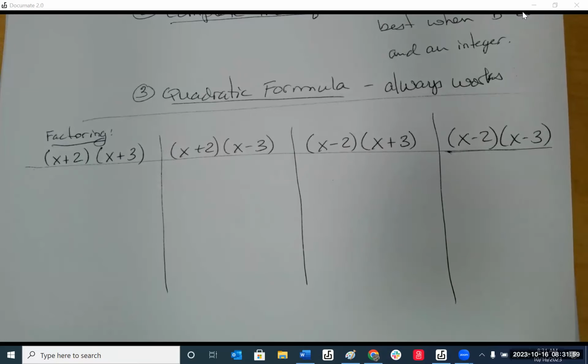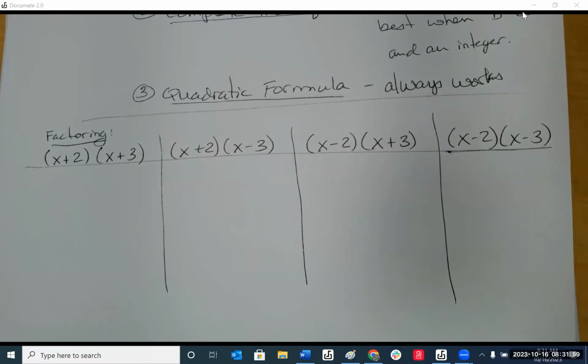Negative times negative... x times x is x squared. Positive times positive is positive. X times 3 is 3x. Negative times positive is negative. 2 times x is 2x. Negative times positive is negative. 2 times 3 is 6. Combine like terms. We get x squared, with opposite signs. 3 is bigger, so the answer is going to be negative. 3 minus 2 is 1x, minus 6.